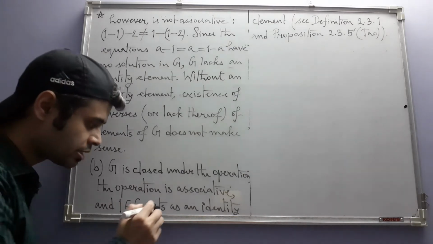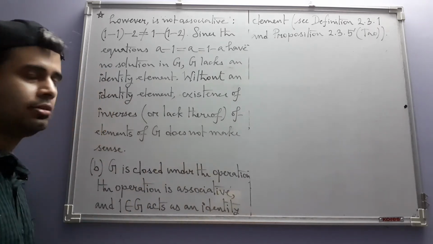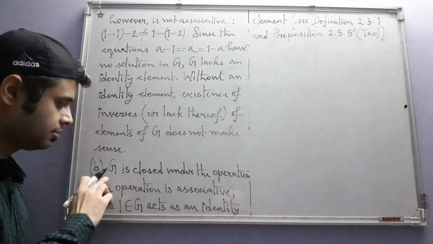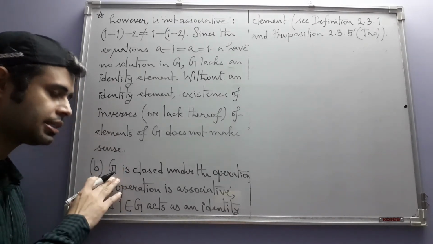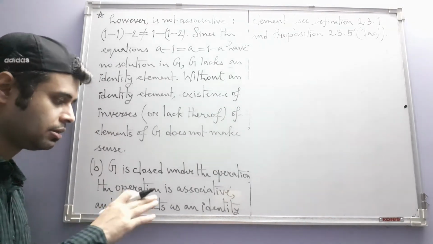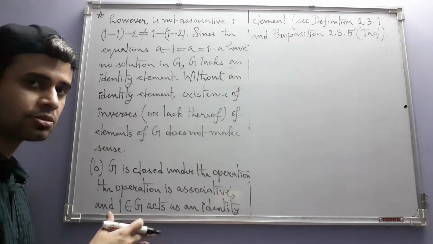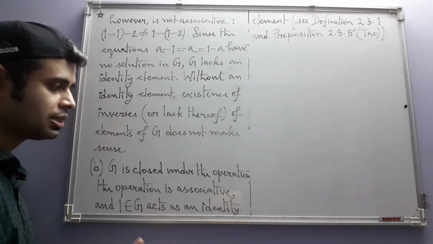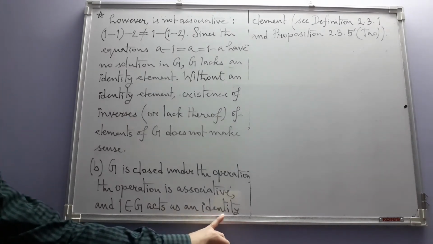Do you notice one small thing here? I have written an identity, not the identity. It's because we are trying to see whether G is a group or not. Unless G is a group, uniqueness of identity is not guaranteed. Okay, so we don't yet know whether G is a group or not, so that's why we are writing an identity.